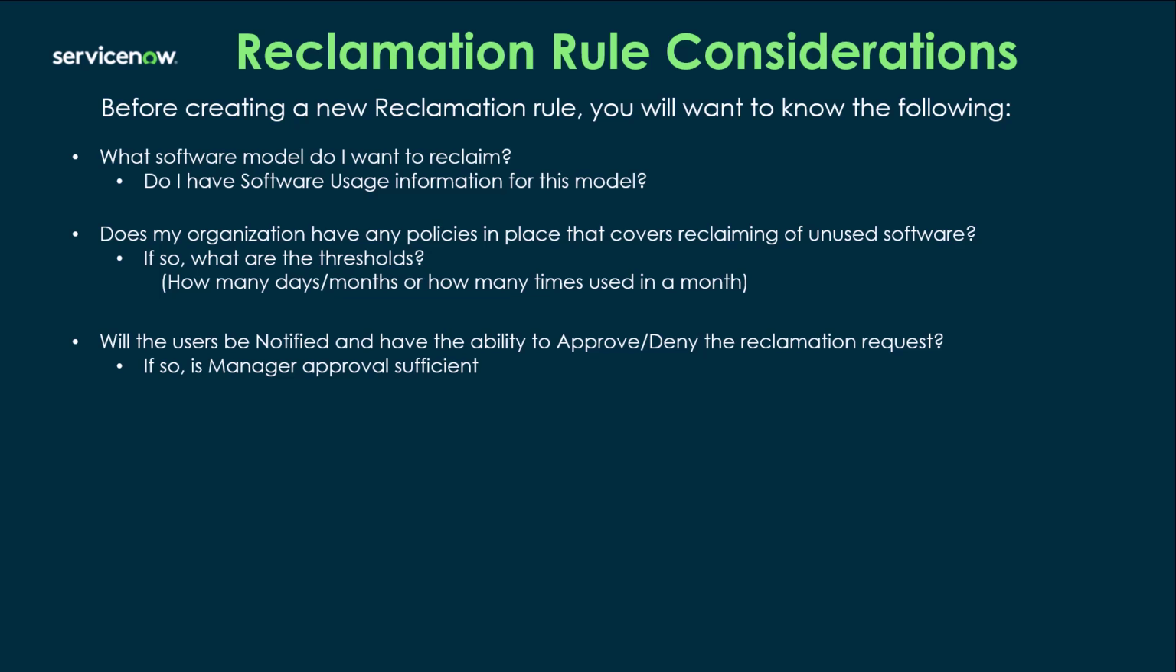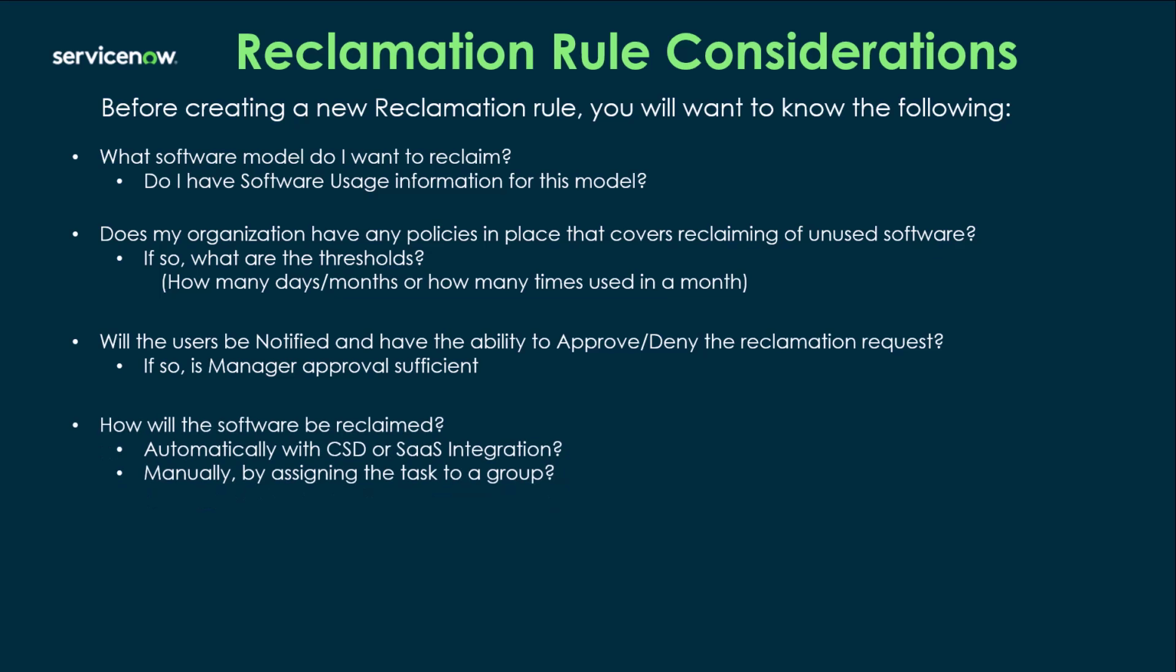Will the users be notified or have the ability to approve or deny the reclamation request? This is definitely an option you can choose when you're configuring a reclamation rule, so you're going to need to know this. By default, the manager is the first approver of the request if they just choose to keep it. Is that approval sufficient, or are you going to need to make some modifications and have a different approval flow?